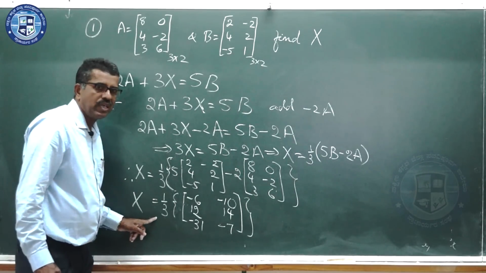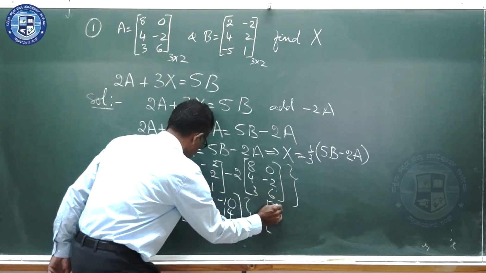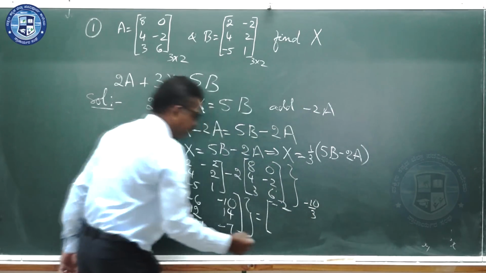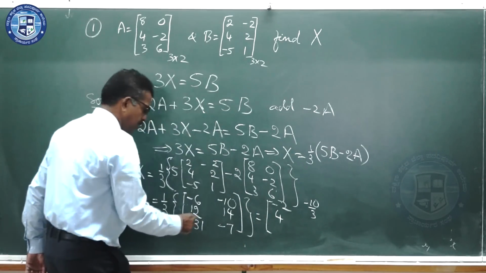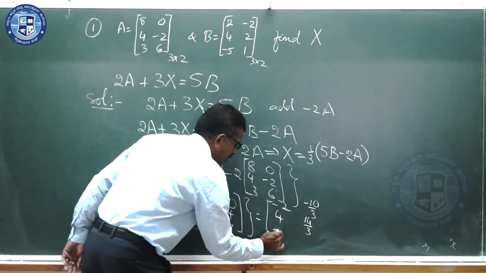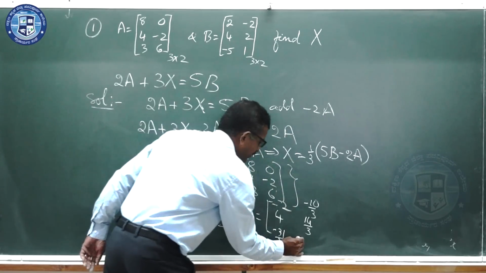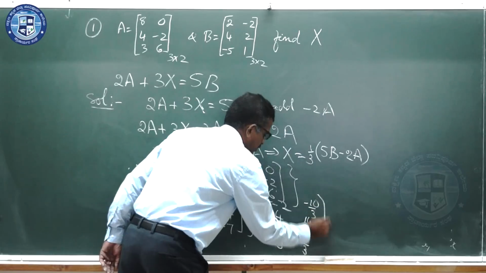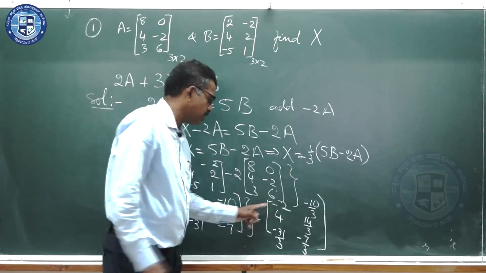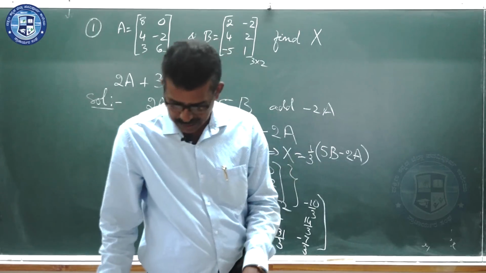Now what do you get on dividing throughout by 3? That would be minus 2, then minus 10 by 3, then 4, and 14 by 3, here minus 31 by 3, and then minus 7 by 3. So this will be the matrix which has been asked. The elements of the matrix will be like this. Okay, so this is one of the questions. We shall continue with the next problem.